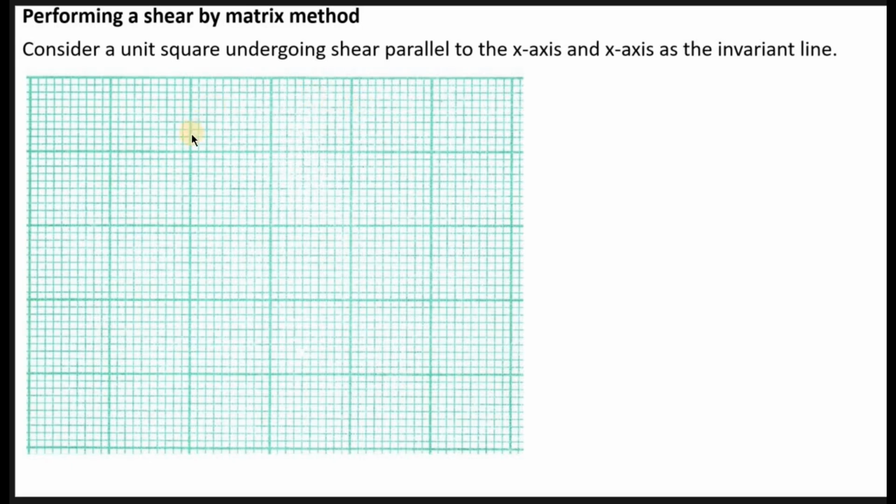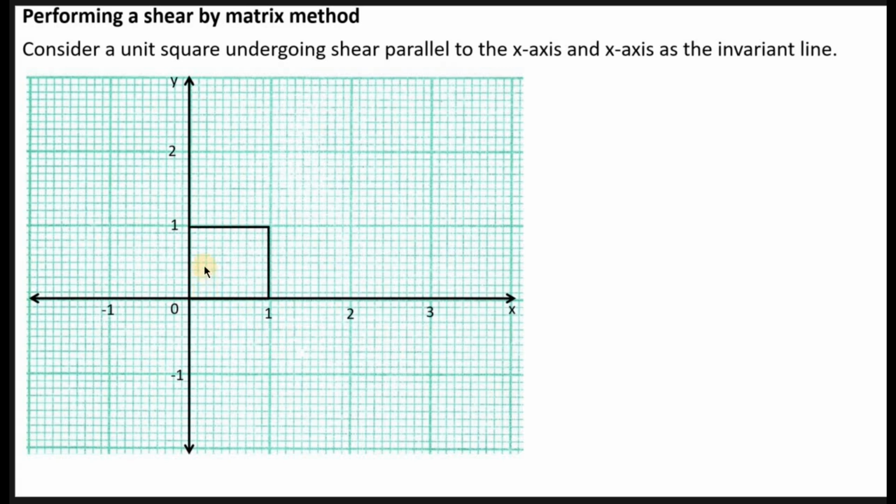All right, so we are saying consider a unit square undergoing shear parallel to the x-axis, with the x-axis as the invariant line. We are going to have the Cartesian plane drawn properly like that. Then we'll have a unit square like that, with the coordinates like this one here and here, these 2 points here, very important. Now we are told that this unit square is undergoing a shear parallel to the x-axis, so it will be sheared in that direction, which means it will go like that.